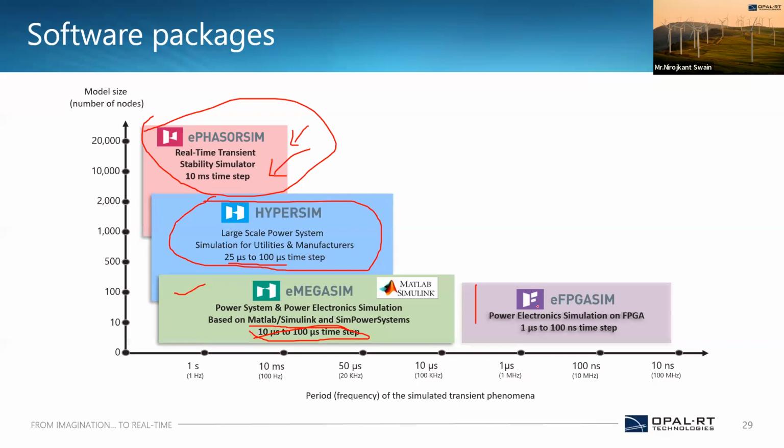And this is your FPGA sim. In FPGA sim, we can directly dump our model into the FPGA. That sampling time is 1 microsecond to 100 nanoseconds, and the switching frequency is 200 kilohertz. But in a normal real-time simulator, the minimum sampling time is 10 microseconds, and the maximum switching frequency is 10 kilohertz.